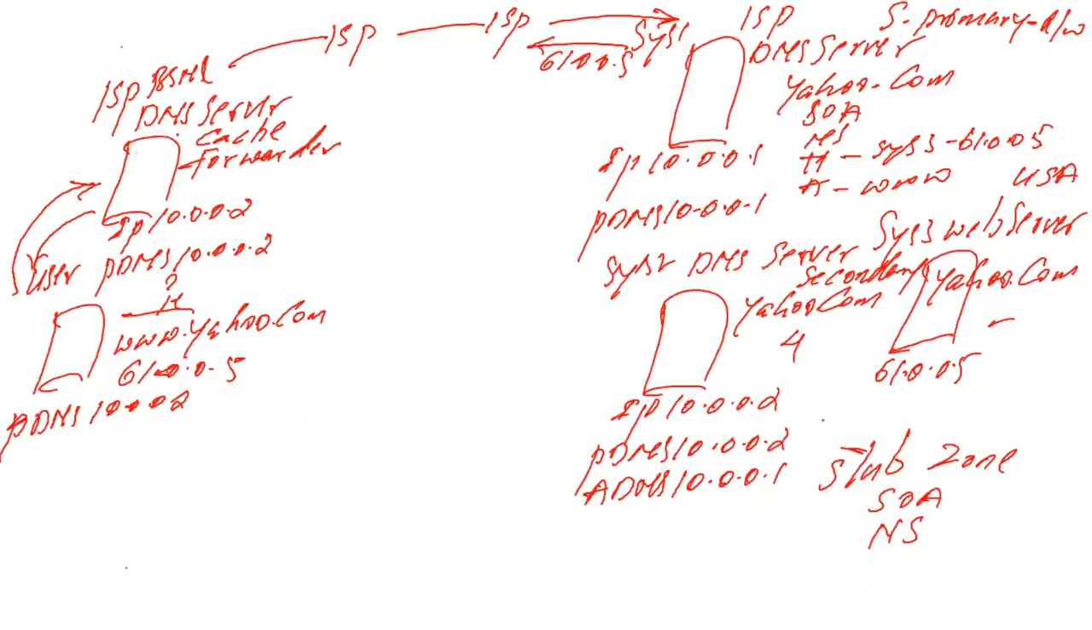But before creating the stub zone, you have to collect the information. What information? Which website you want to allow the user to access fast? Yahoo.com. And it is registered to which ISP?